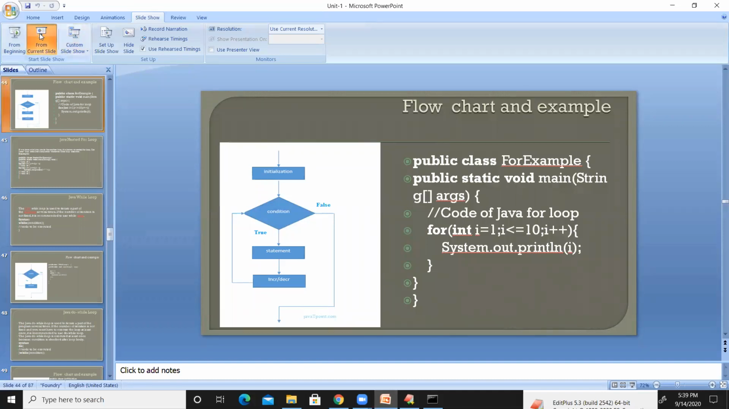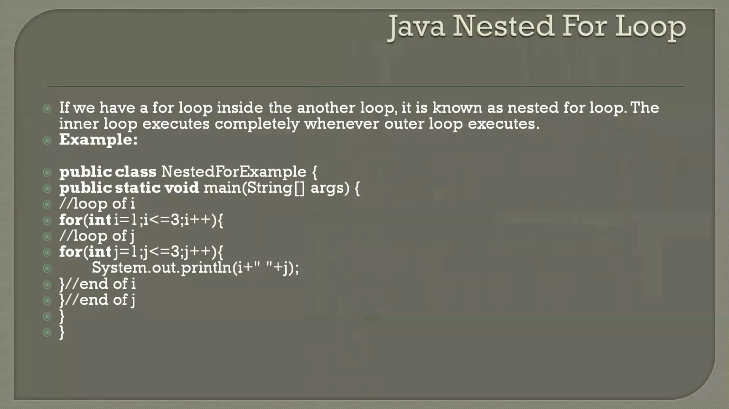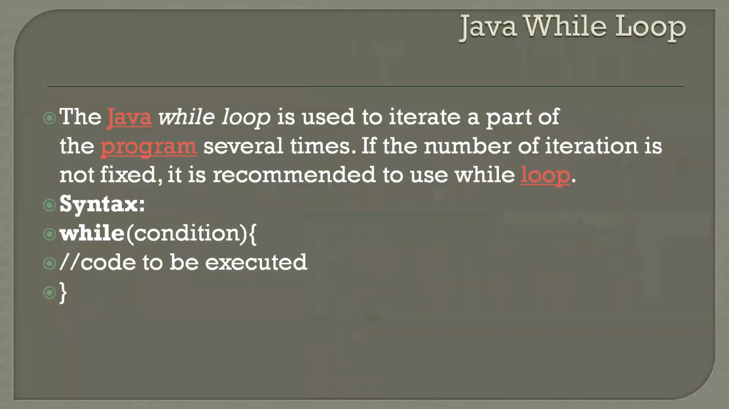This is the slide where we went to the programming window. Now the second one is the nested for loop. A nested for loop means that if we have one for loop inside another for loop, it is called a nested for loop. Next, let us discuss the while loop here.